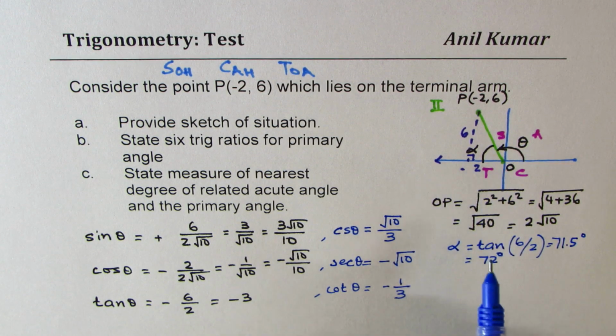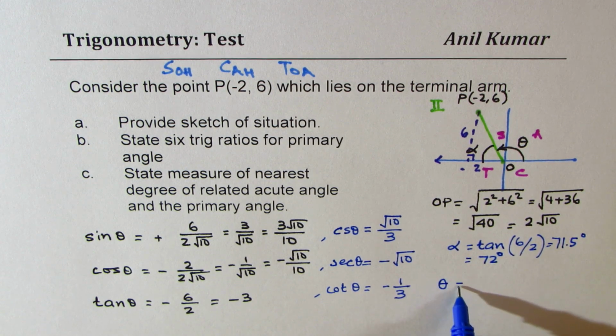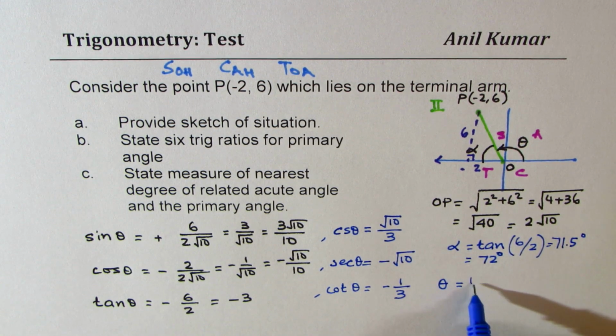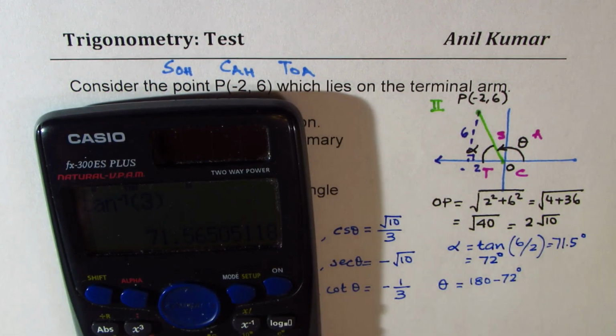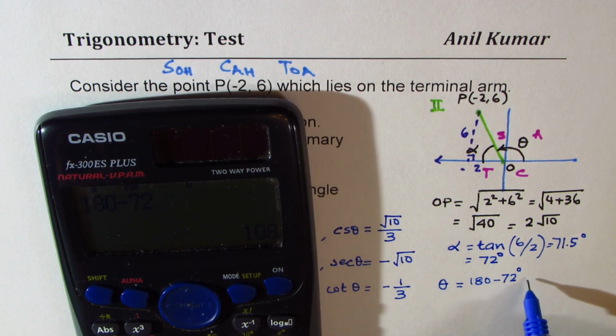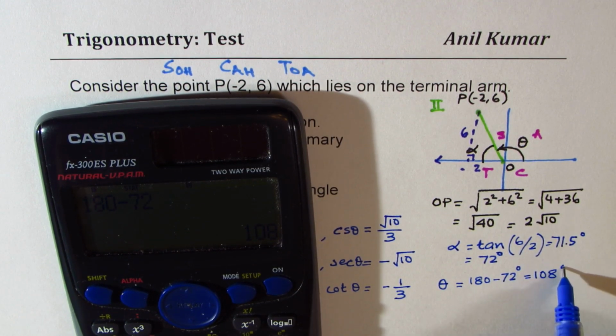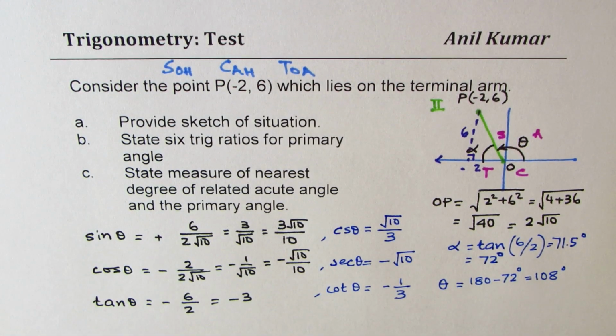As far as the angle theta, the principal angle, is concerned, the principal angle is 180 degrees minus the acute angle 72 degrees. So let's take away 72 from 180. We get 108 degrees. So that is how we can actually solve such a question. So I hope the steps are absolutely clear.